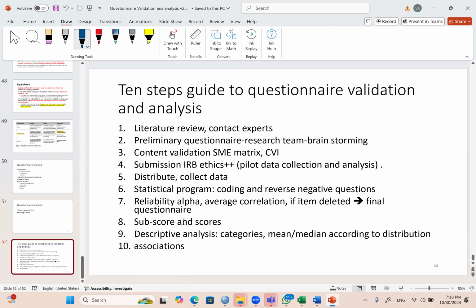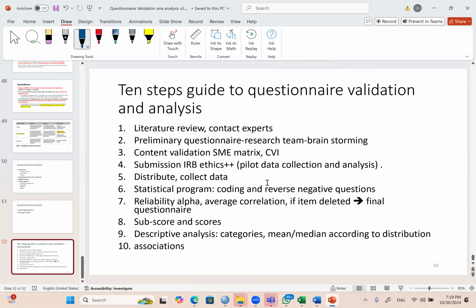So again, this is the summary of the steps. You do a literature review, you contact the experts, you do your preliminary questionnaire, you're going to do content validation, you're going to do the content validation index, then you're going to submit to the ethics committee. And then perhaps while the ethics committee is giving you the answer, you can pilot data collection and analysis, so you know what problems you might encounter.